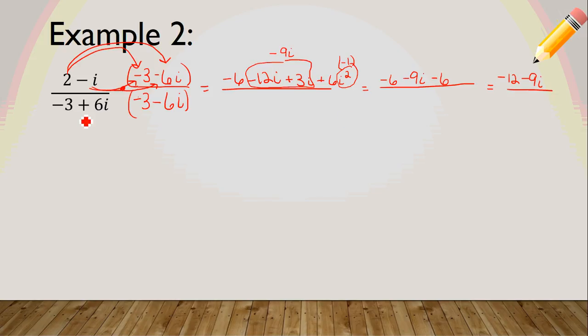Okay, now let's do the bottom. Here we go. Denominator time. Negative 3 times negative 3, positive 9. Negative 3 times negative 6i, positive 18i. Now let's do the other, 6i times negative 3, negative 18i. And 6i times negative 6i is negative 36i squared.